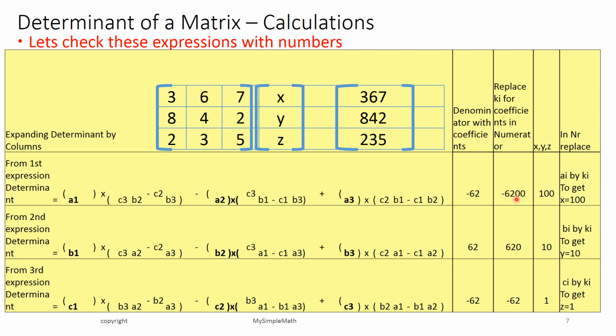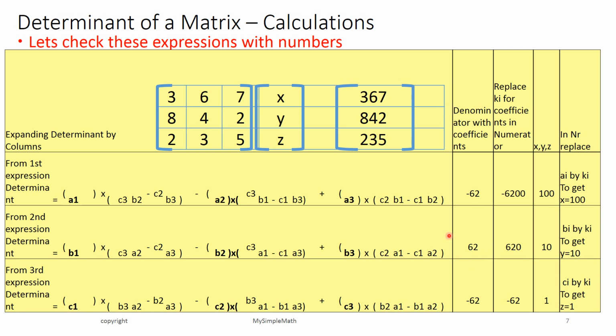Following Cramer's rule, divide the numerator by the denominator determinant, and I end up getting the value of x as 100. Similarly, for the expression for y, I replace the b1 values by these k1 values, the b2 values by the k2 values, and the b3 values by the k3 values, and I end up getting a value of y as 10, dividing the numerator with the k's by the denominator, which is the determinant of the original matrix.